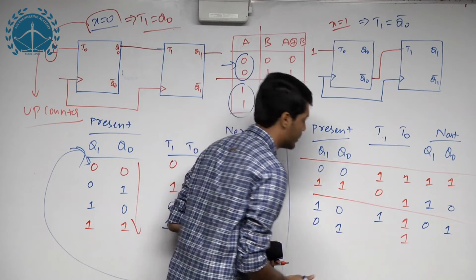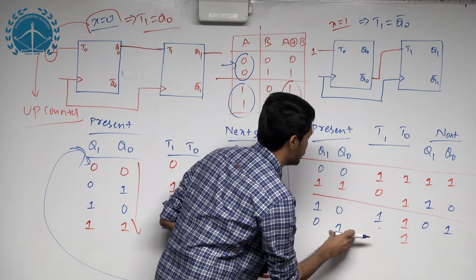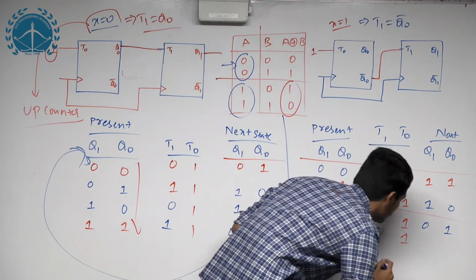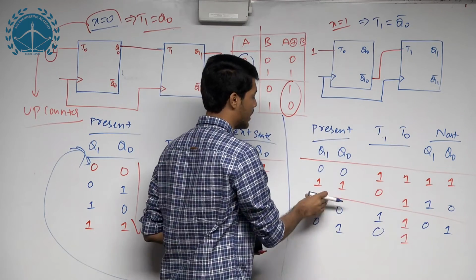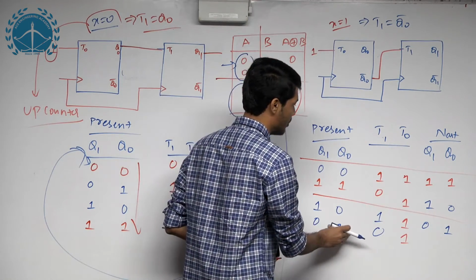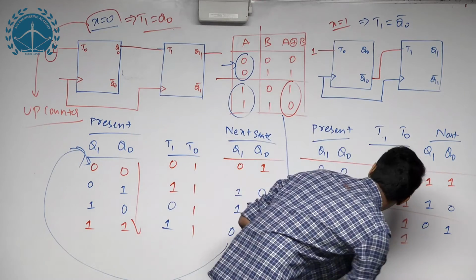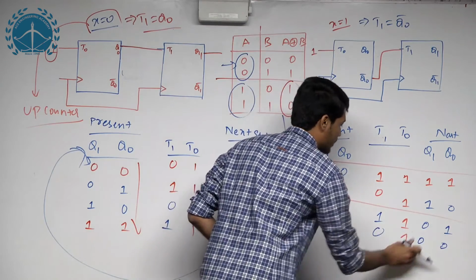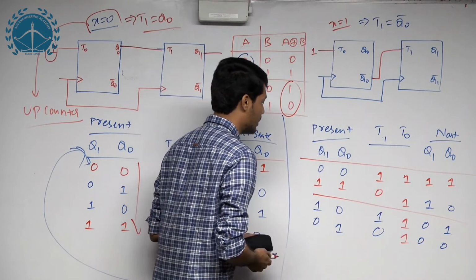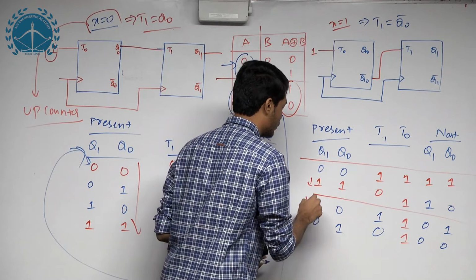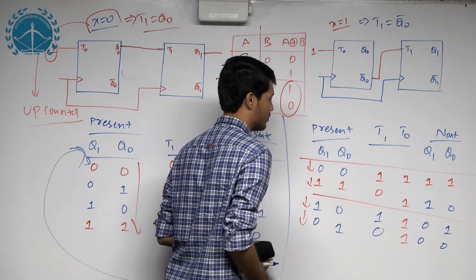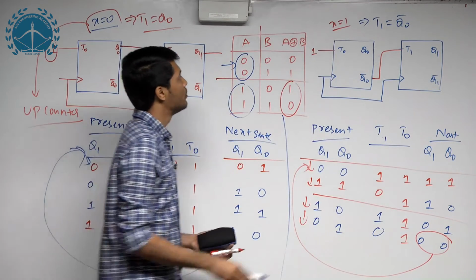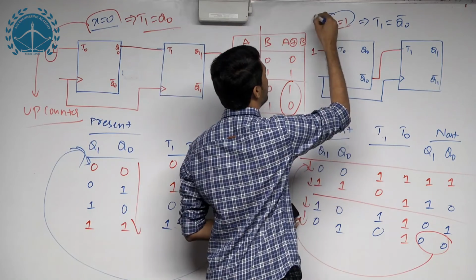Since Q0 is 1, T1 will be the inverse of 1, which is 0. So Q1 will not toggle, whereas Q0 will toggle. So 0 1 goes to 0 0, this one toggled but not that one. So as you can see here, 1 1 to 1 0 to 0 1 to again 0 0, we have reached the original state again. So this is a down counter. So whenever x is equal to 1, it implies it is a down counter.